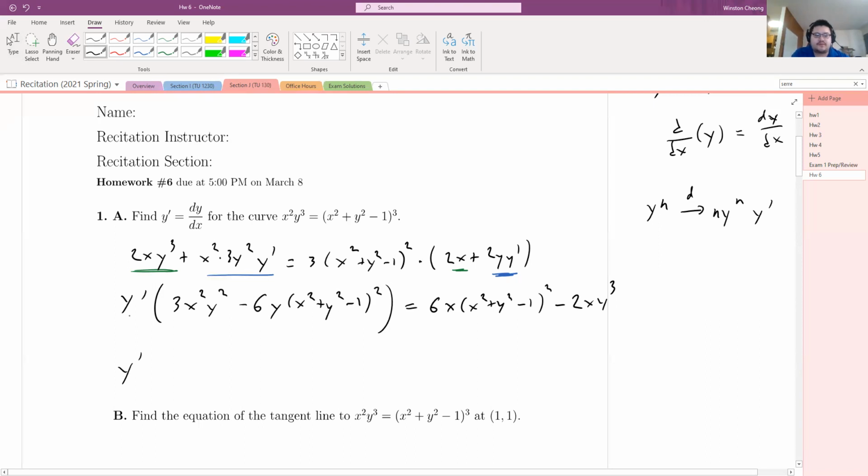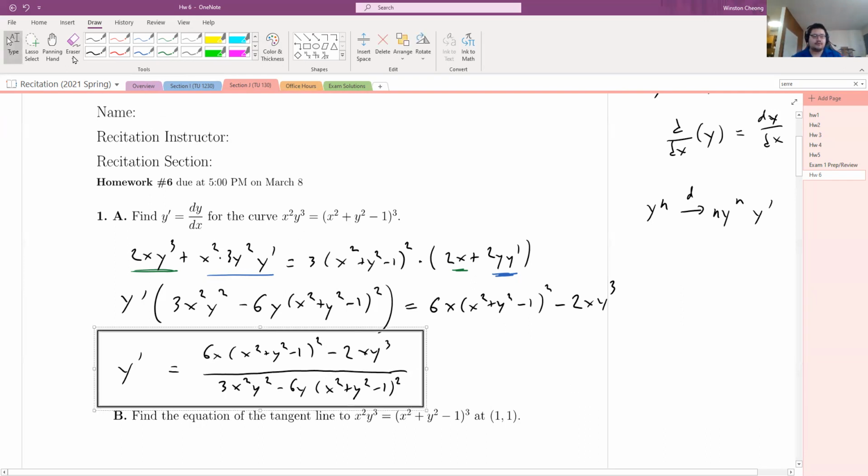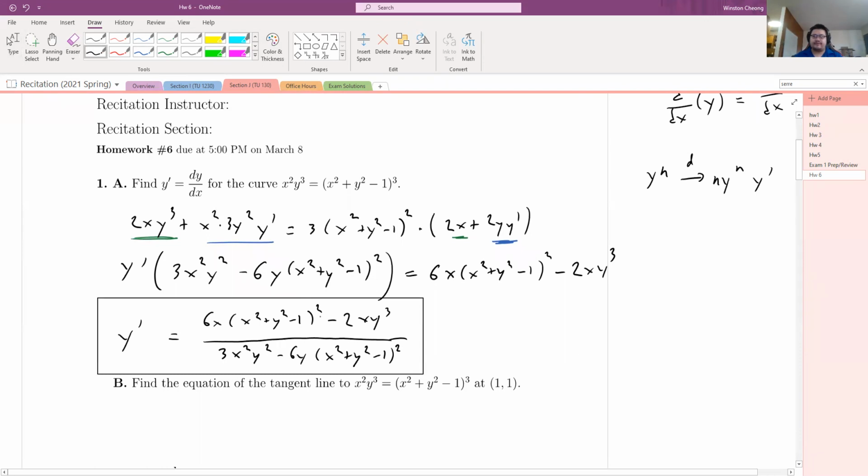Then finally, we write down our answer. So we have all of this that's being multiplied by y prime. All we have to do is divide over. So that's just going to be me copying down the right-hand side first. 6x squared minus 2xy cubed. And then lastly, we divide over the 3x squared y squared minus 6y, quantity squared. Okay. And so that is our answer to this. So I can go ahead and box this guy. All right. So that was part A for this problem.